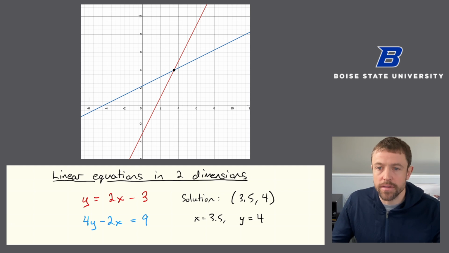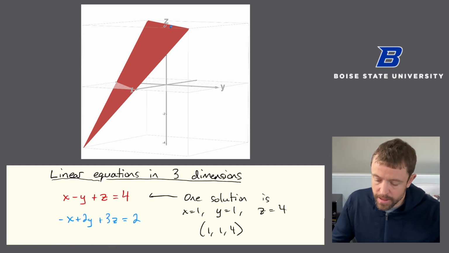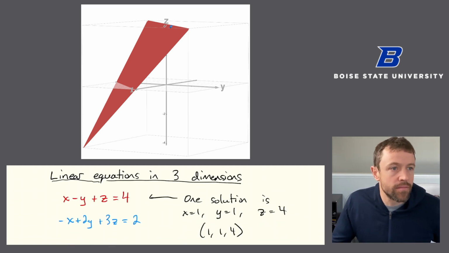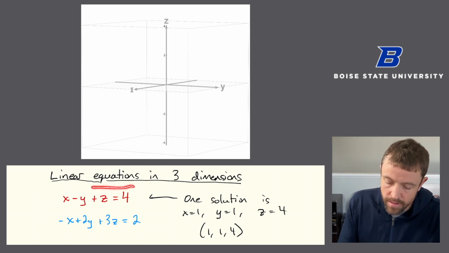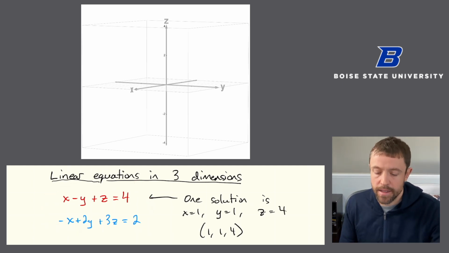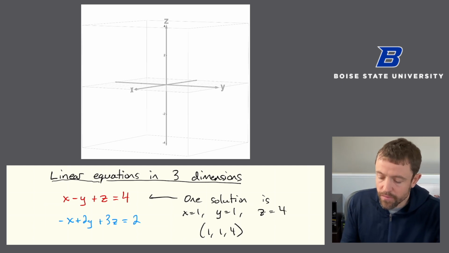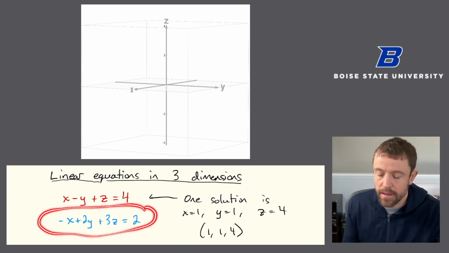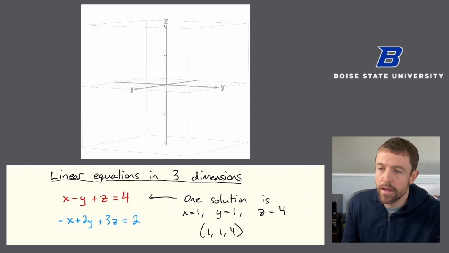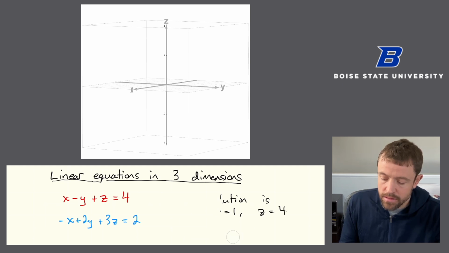Let's look at 3 dimensions. So in 3 dimensions, again, I have two linear equations. x minus y plus z equals 4 and minus x plus 2y plus 3z equals 2. And I found a solution, but you can confirm for yourself, I found a solution just to the first equation. This does not work here, right? If I plug in x equals 1, y equals 1, z equals 4, and calculate the left-hand side, I don't get 2.